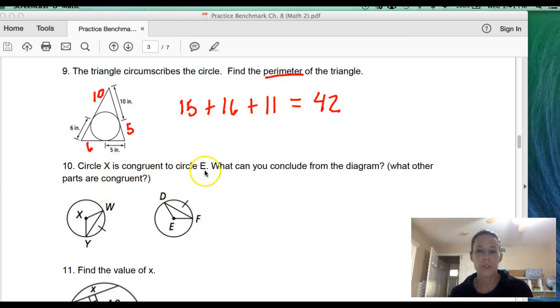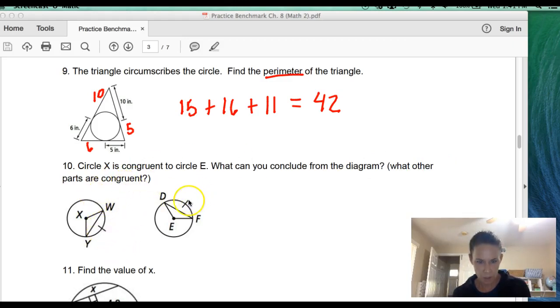All right, let's go on to the next one. Circle X is congruent to circle E. So these two circles are congruent. They tell us right away. What can you conclude from the diagram? Looking at these two circles, circle X is congruent to circle E. What can we conclude? Well, this is kind of an open-ended question. What do you want me to conclude? So specifically, what other parts are congruent?